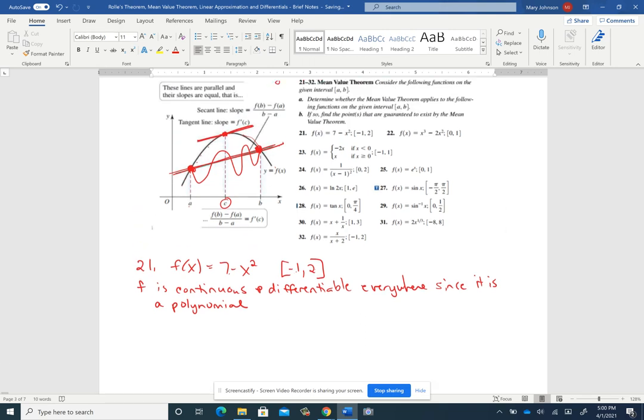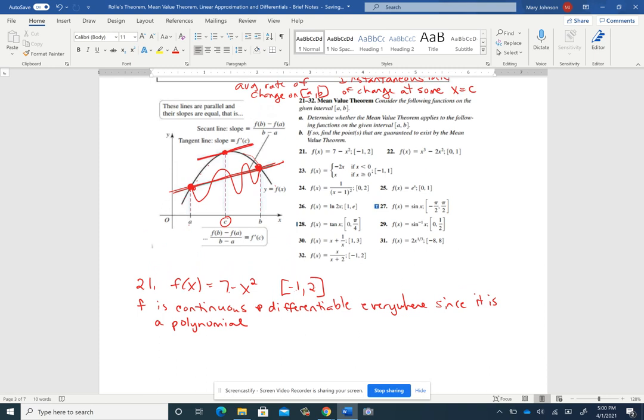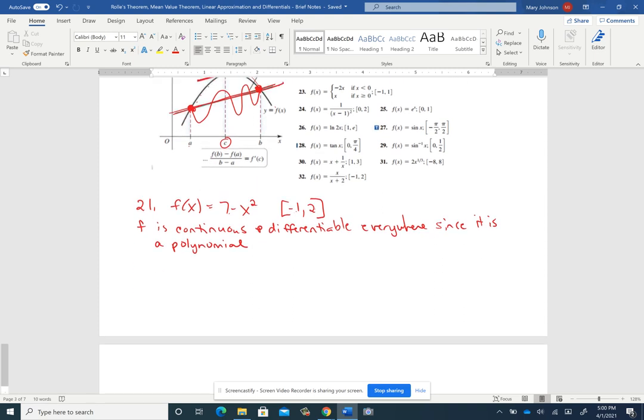All right, so look at the directions. They don't talk you through it like I thought. Okay, so determine whether it can apply, and then find the points that you know exist. All right, so your process after that would be to do the average rate of change.